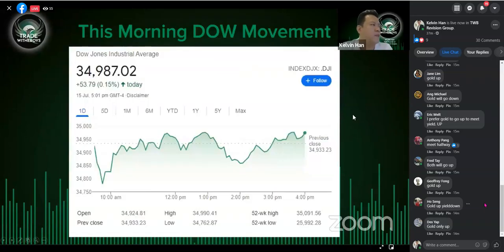We come to all the fundamentals. Let's look at the technical right now. You can see that the Dow Jones has been sideways all the way for the day. Then after that, it went down a little initially when Jerome Powell was speaking. After he had spoken, the market went back up again. So it's always like that. Nothing has really changed much.